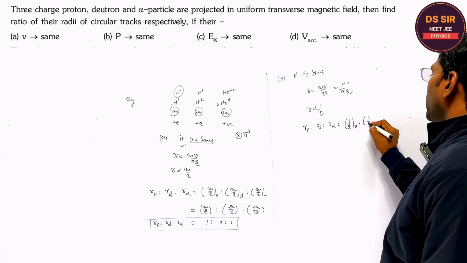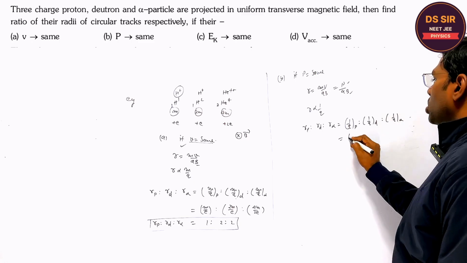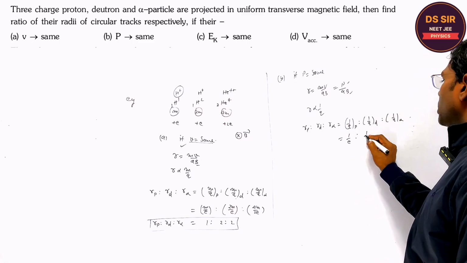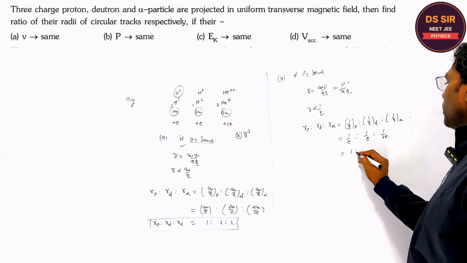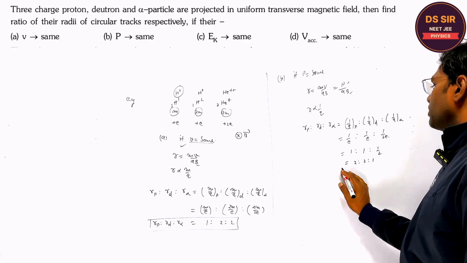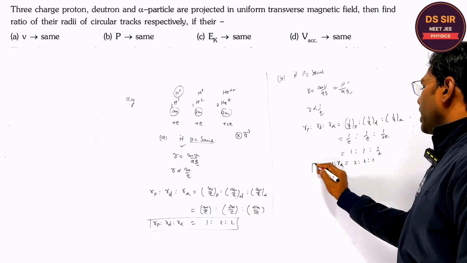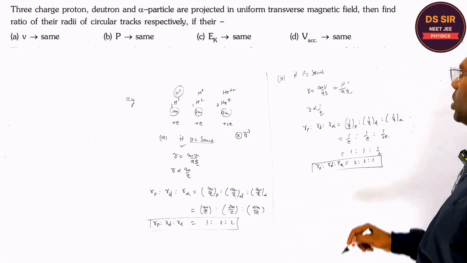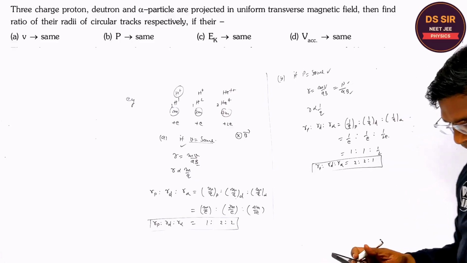Proton, deuteron and alpha particle. So what is the charge of proton? E. Deuteron? E. Alpha particle? 2E. So the charge ratio is 1:1:2. This is the radius ratio of proton, deuteron and alpha particle if momentum is same. You understand or not? Yes, sir.